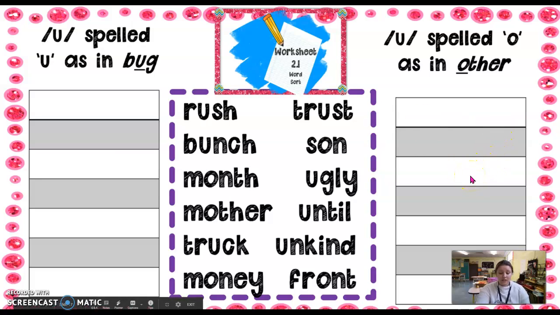All of these word sorts are on your Google form today, and you're going to let me know which letter makes the uh sound in each word. Is it U as in bug or O as in other? Good work.